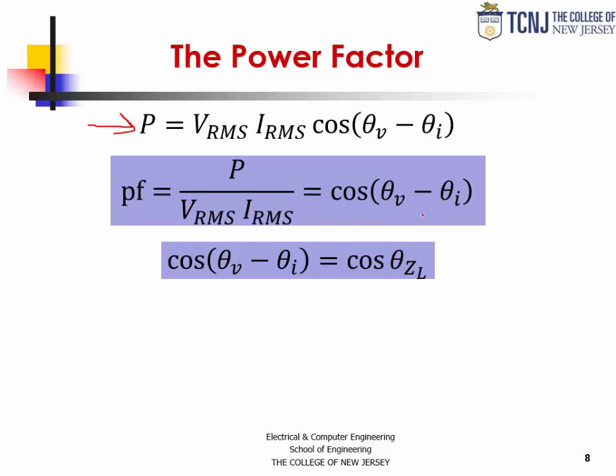Therefore, the cosine of the difference between the phase angle of the voltage and the phase angle of the current is defined as the power factor. And we call the difference between those two angles the theta of the load impedance.